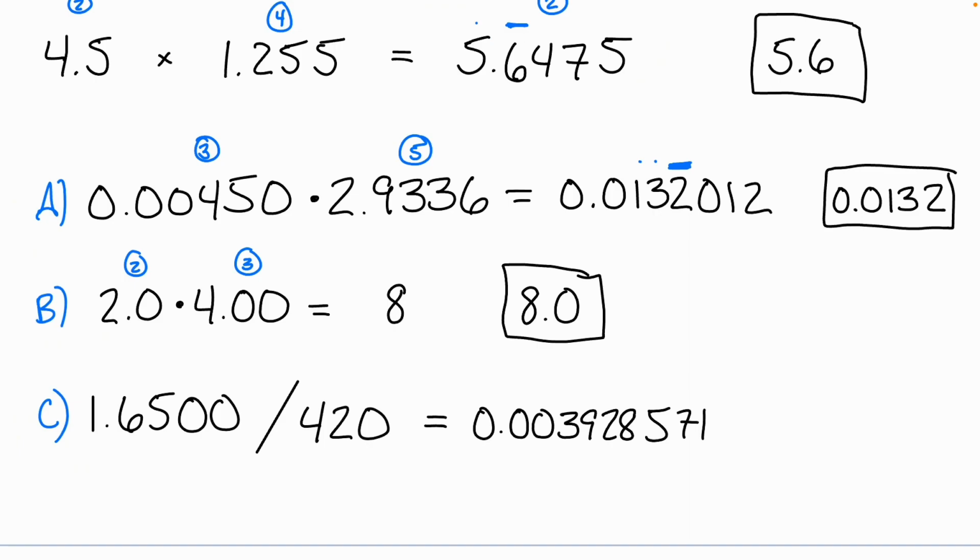Okay, so in this case, how many sig figs are in 1.6500? This has 5. But what about 420? 2. Just 2. There is no decimal point in that 420. If it was written 420 with a little decimal point on the end there, then that would be 3. But in this case, there's only these 2. So I'm going to round to this position here, 4.0039.